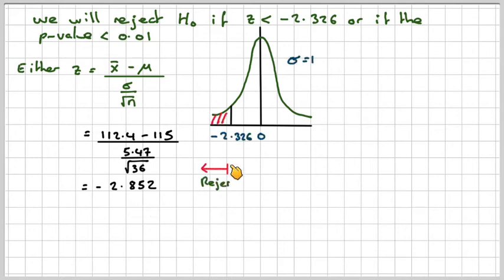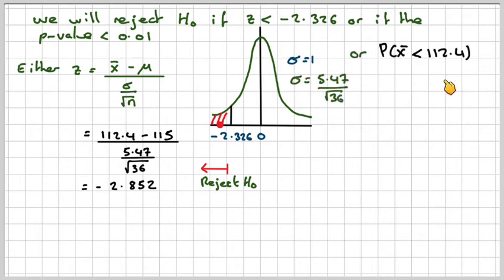Drawing a diagram, our value is over here because it's much less than that. Okay, so we're going to reject H0. Or if we do the p-value, we're going to calculate where x bar is less than 112.4 using 5.47 over square root of 36 for the standard deviation.